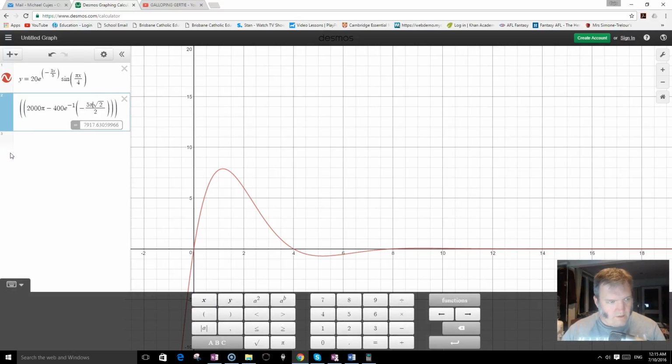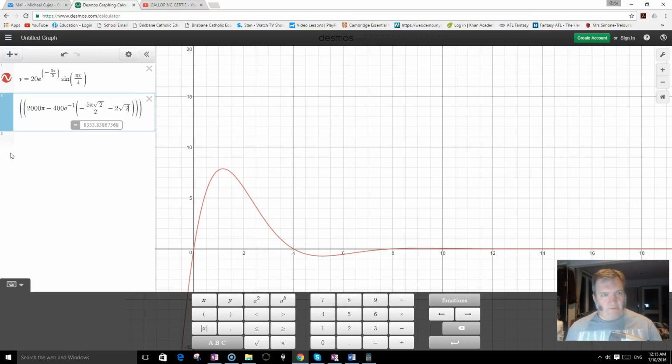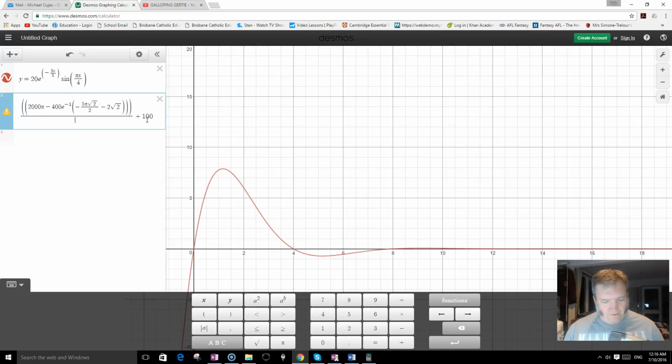Oh, all the way to there. That's where I want to be. And then it was minus 2 root 2. Here we just type SQRT2. You'll see that that works nicely. And after all of that, well, it's added in its own things. I needed to add 100, didn't I? Oh, but I didn't divide all of this. So I have to go back to that fraction and divide the whole lot by 25 pi squared plus 16.